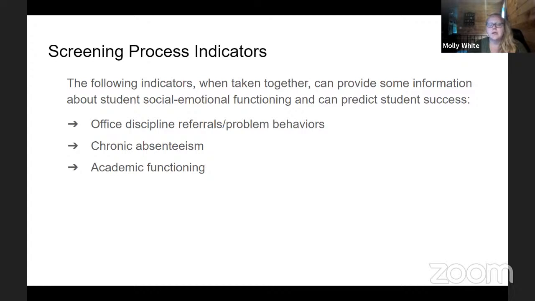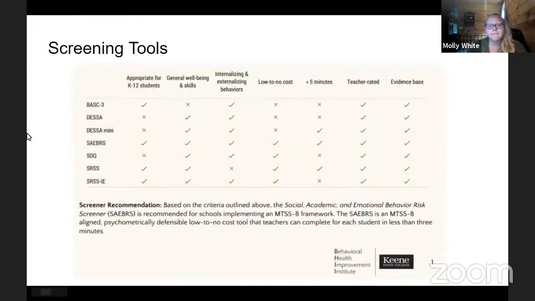So you could look at office discipline referrals, or incidents of problem behaviors. You could look at chronic absenteeism and academic functioning. And when you look at all three of these together, it can be a predictor of student success. So that was a little bit about the universal screening process.